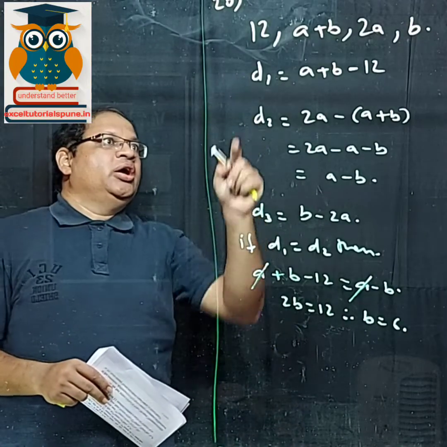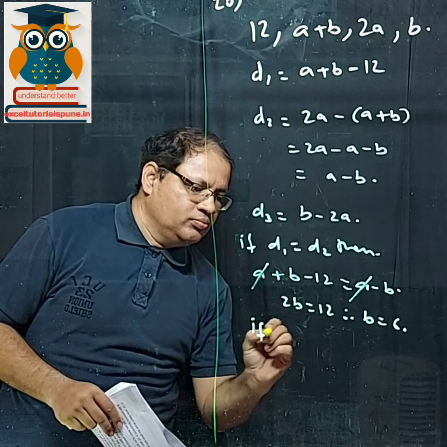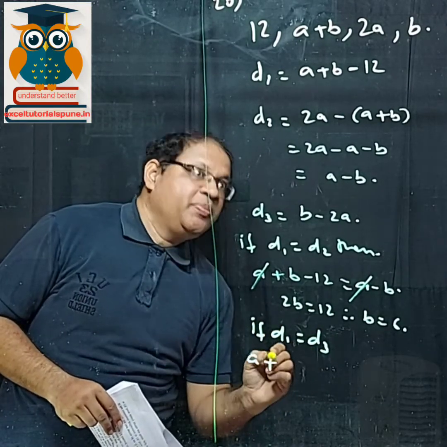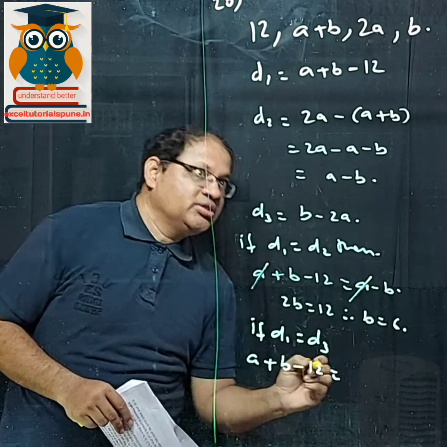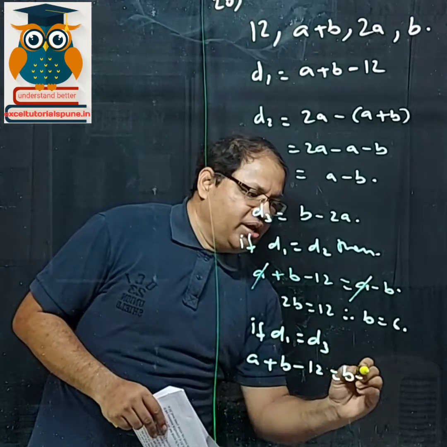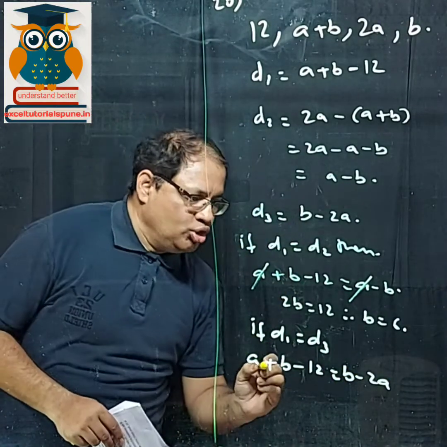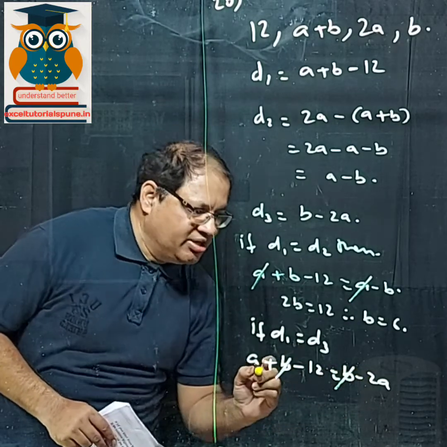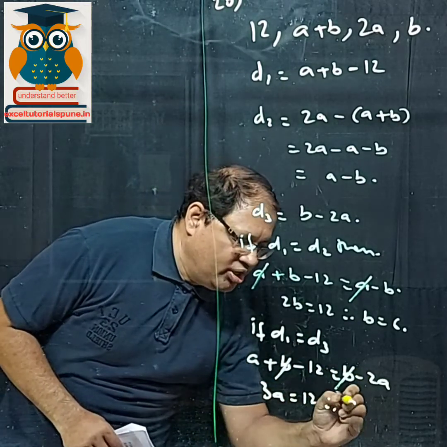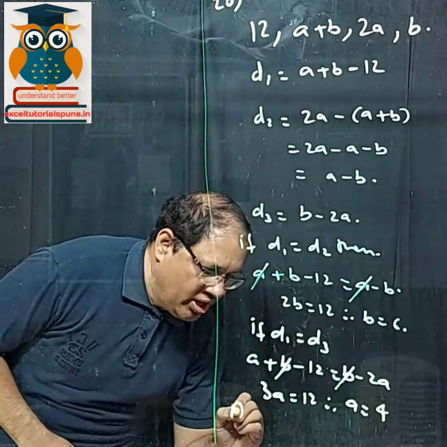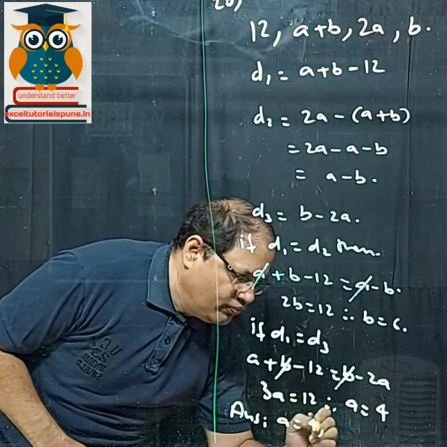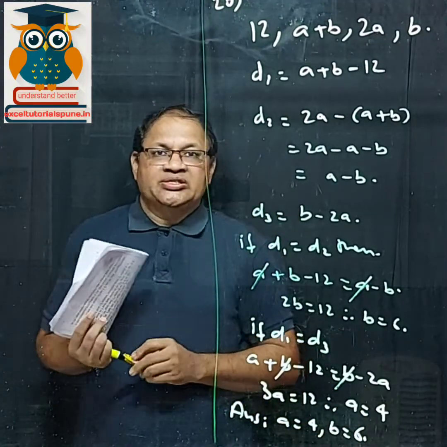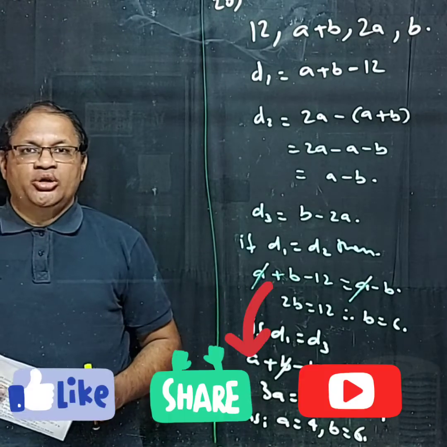Now if D1 is equal to D3, then we get A plus B minus 12 is equal to B minus 2A. So that means this B and B get cancelled. Minus 2A goes that side. 3A is equal to 12. Therefore A is equal to 4. So answer, A is equal to 4, B is equal to 6. So that's the 20th sum we solved. We have solved 20 sums.